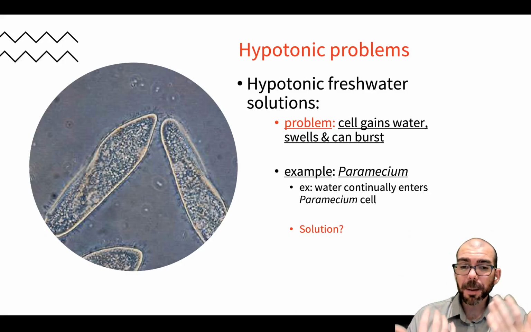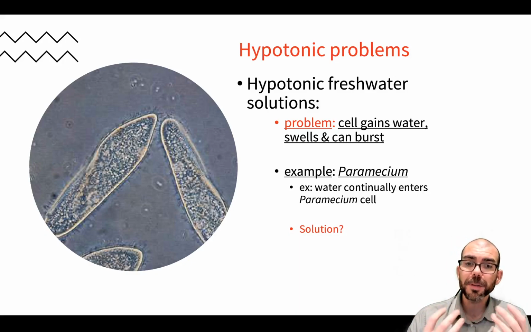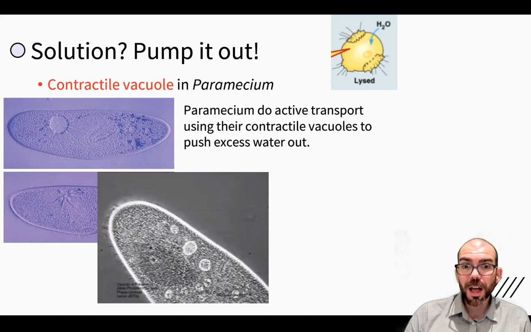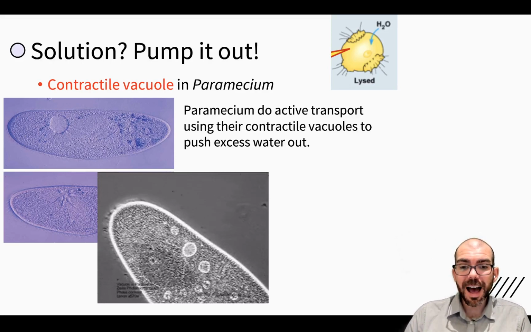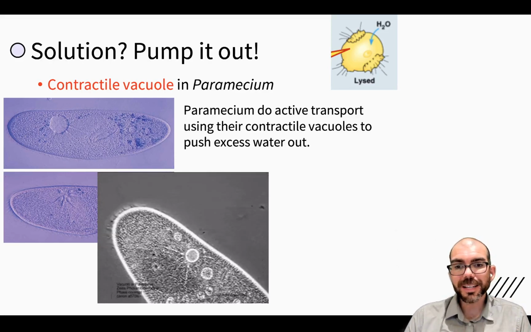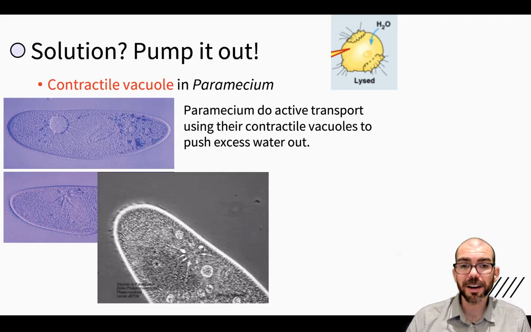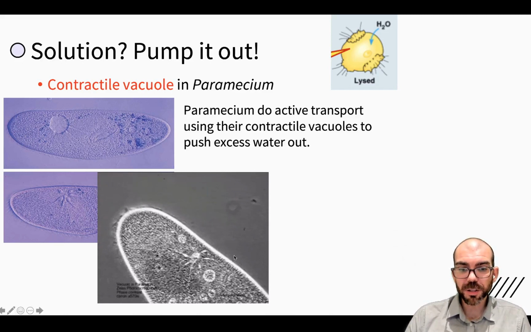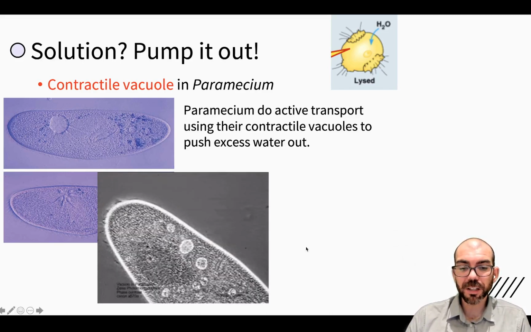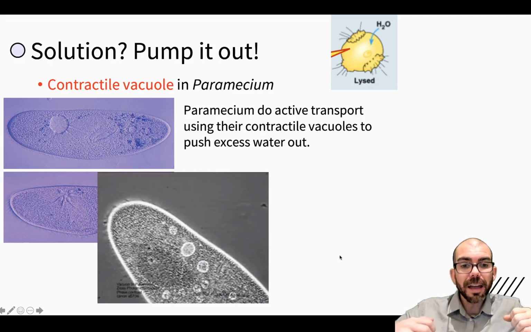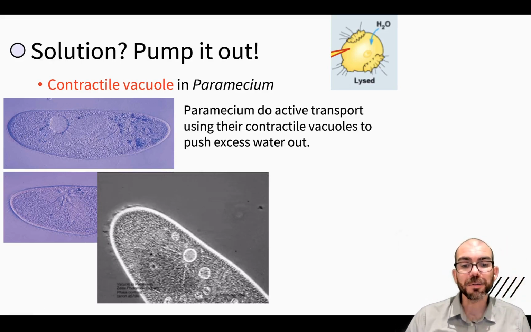So how is something like a paramecium going to be able to overcome this problem of water constantly rushing inside of it? Well, they're just going to pump it out. They have a specially adapted vacuole called a contractile vacuole. What this vacuole will do, and you can see it in this animation here, is it'll fill up with that excess water, and then it'll get pumped and squirted out of the cell.